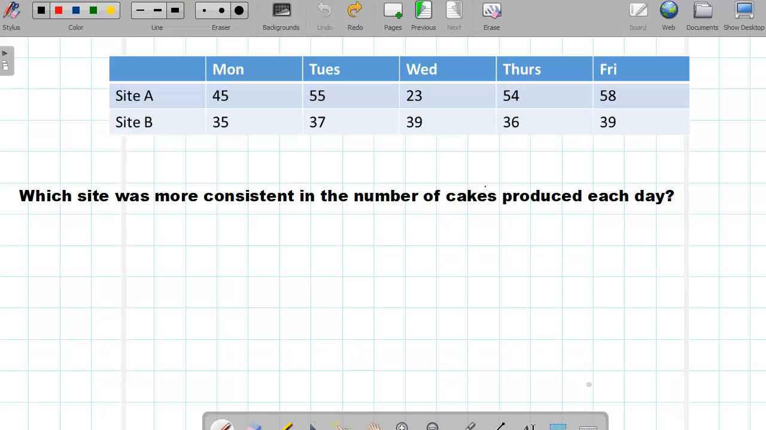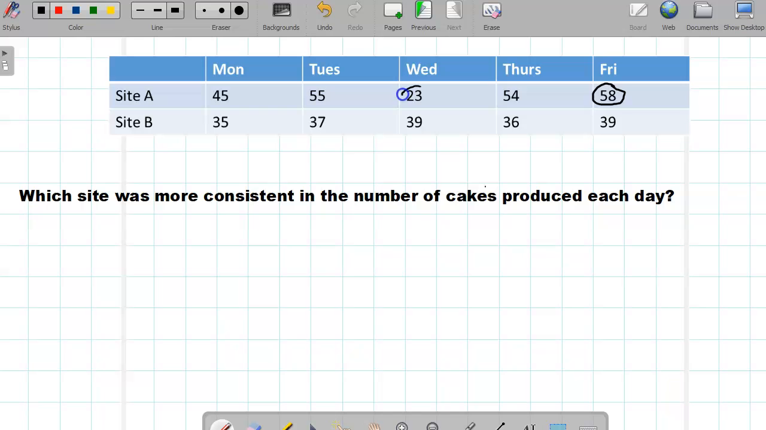So how are we going to sort this out? Again, it's a case of identifying your highest and your lowest number. So let's do the range of site A. On site A, I can see that the highest value is, I thought it was 55, it's actually 58 over here, so I'm going to circle that one. And the lowest value is 23.